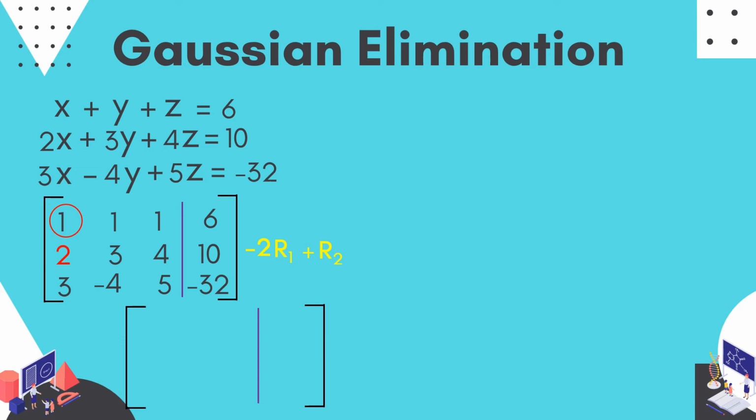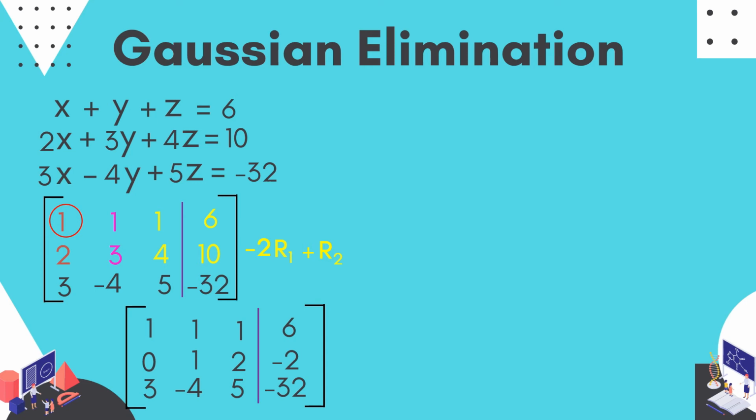But before that, we're going to copy first all the entries from row 1. Okay, 1, 1, 1, 6. Then let's solve for column 1. So negative 2 times 1 is equal to negative 2 plus 2 is equal to 0. Negative 2 times 1 is equal to negative 2 plus 3 is equal to positive 1. Negative 2 times 1 is equal to negative 2 plus 4 is equal to positive 2. Negative 2 times 6 is equal to negative 12 plus 10 is equal to negative 2. Then we're going to copy all the entries from row 3.